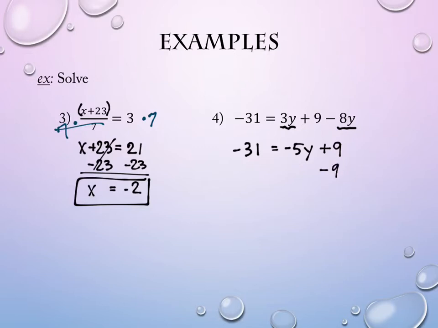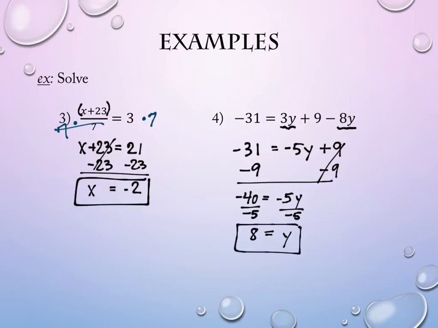And since it's a +9, I will subtract a 9. So these add to 0. What's -31 and -9? -40. Now what would I do to solve for y? Divide by -5. Okay, what's -40 divided by -5? 8. And is it positive or negative? Positive. So negative divided by negative is a positive.